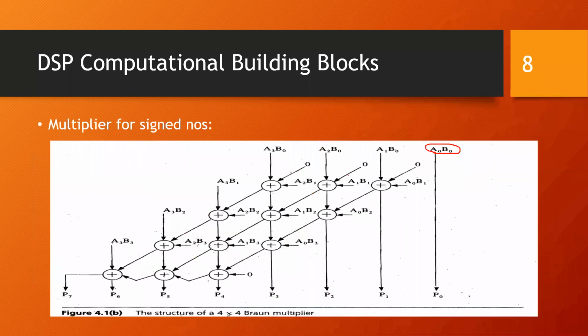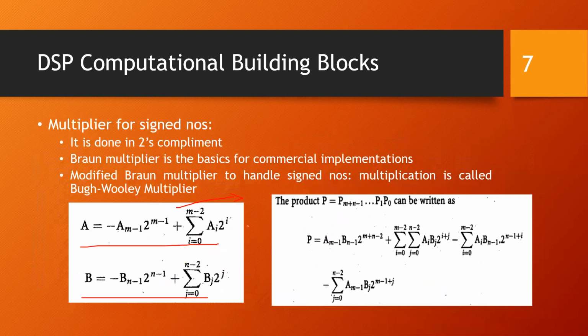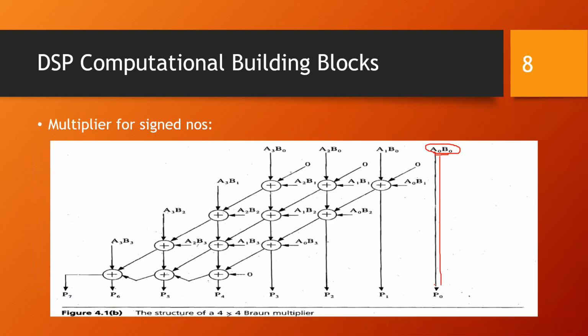So here, the same thing is represented for the Braun multiplier. So A naught, B naught, there are no elements to be added over here. So directly I'll be getting the first one. So that's why I don't have an adder over here. So first P naught I'll be getting.